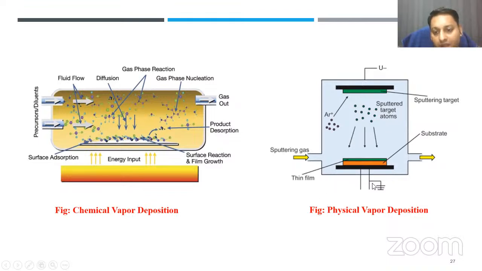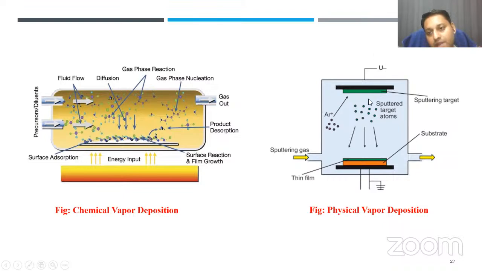Now we have physical vapor deposition. In the case of physical vapor deposition, there is no chemical reaction happening inside the chamber. Instead, you apply an electric field or a potential across the substrate and the target. The substrate is placed at the bottom, connected to ground. A sputtering gas is let into the chamber. The sputtering target, the material that will be deposited on the substrate, has to be placed here.